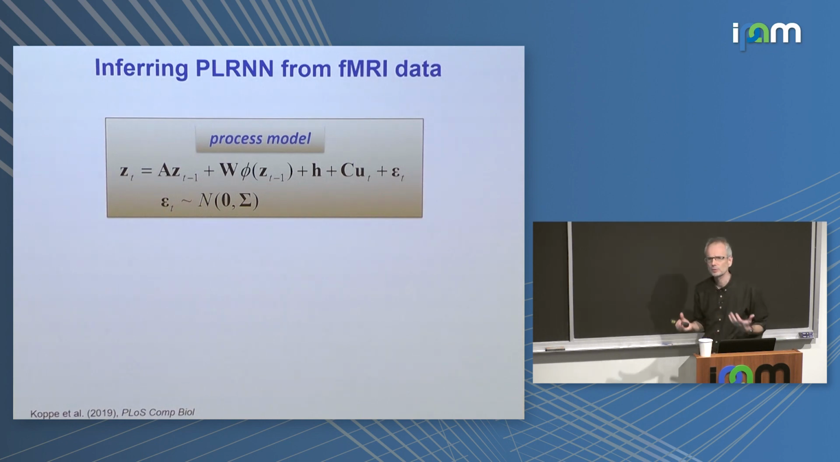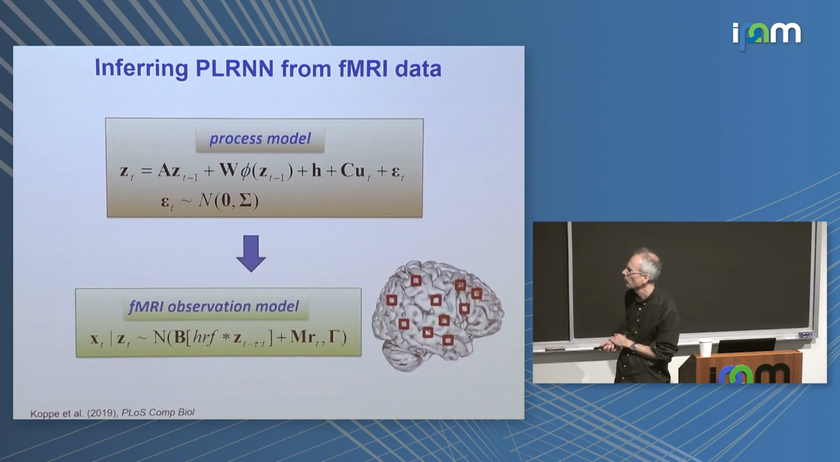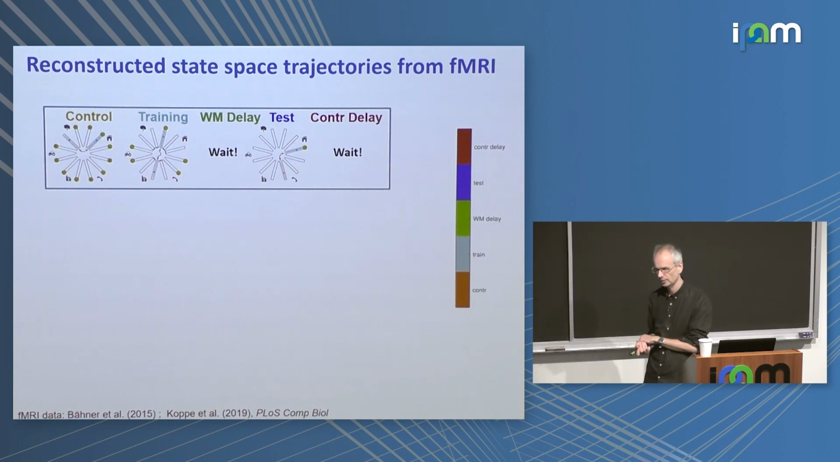Here I'm using two different example setups. One is for fMRI data, where we couple our process model with an fMRI observation model, which accounts for this hemodynamic response filtering. What I'm showing here are some results on a human radial arm maze version of the animal or rodent task.